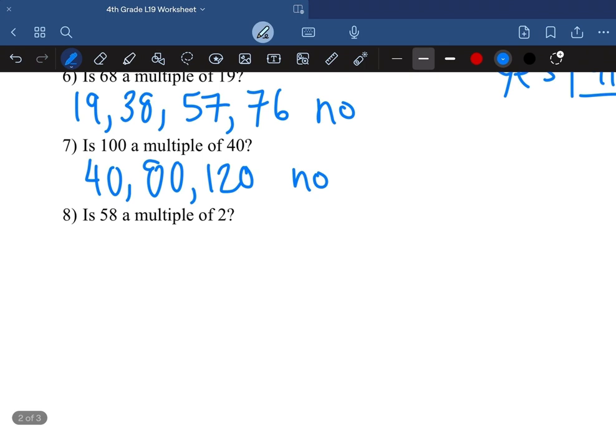Is 58 a multiple of 2? To make things easier, we're just going to divide 58 by 2 and see if it is divisible. 58 over 2 is just 29. So yes, 58 is a multiple of 2.